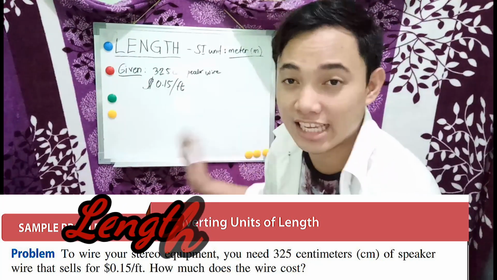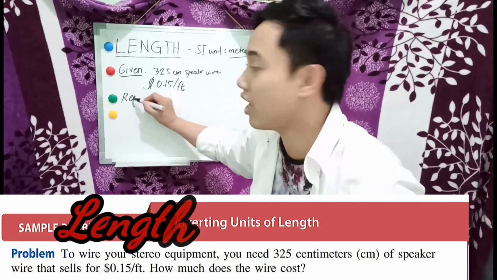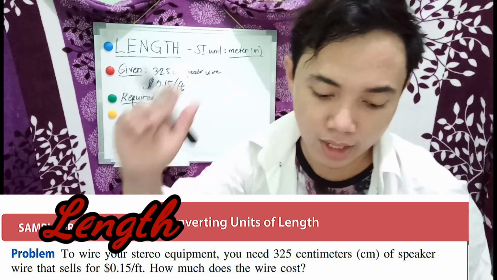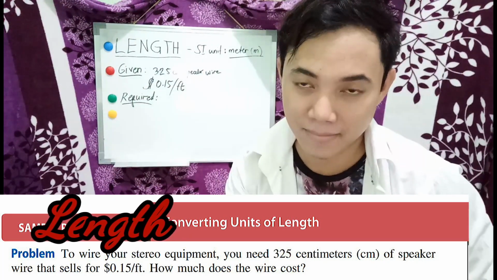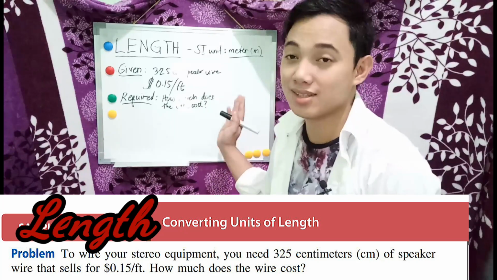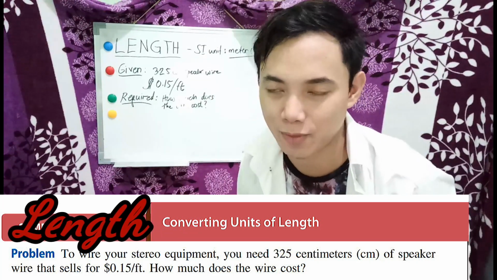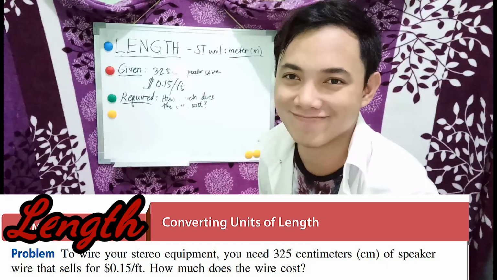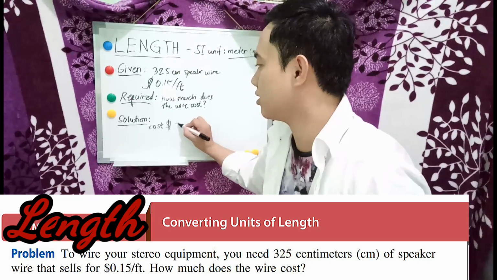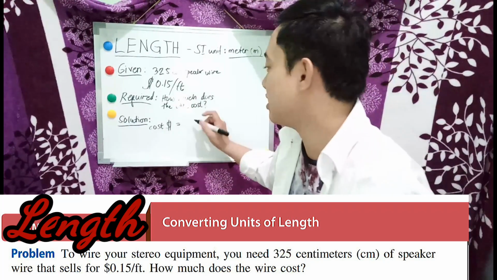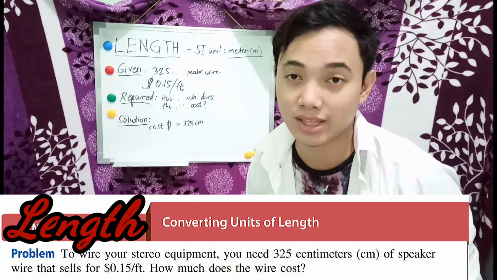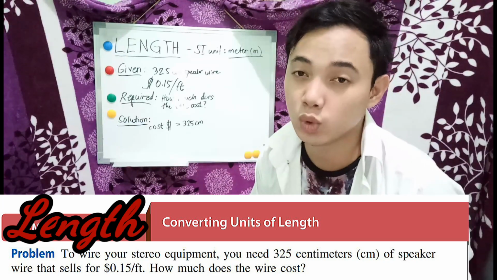So, after paglagay lahat ng given, ano natin yung required. Ano yung hinahanap doon sa problem? So, required. Yung required niya is, how much does the wire cost? Yun yung required. Yun yung hinahanap sa problem. And then, proceed tayo sa solution. Solution, lagay natin dito, cost in dollars equal to yung given, which is the 325 centimeter. Ayun, yung 325 centimeter, i-convert mo siya into inch.